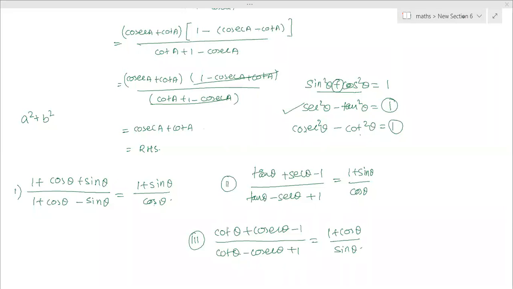Yes, ma'am. Ma'am, the first one we have to multiply with what? Not multiply, divide with cos. Because the RHS is what? Sec and tan. So therefore you have to convert this LHS in terms of sec and tan.